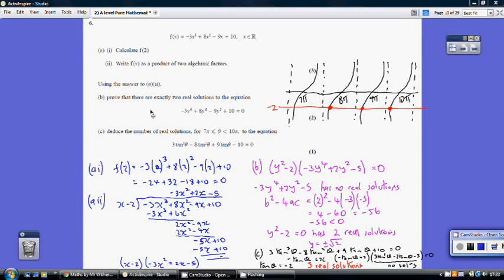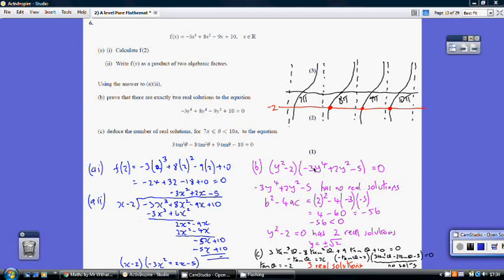Now part B, we're told to use the answer to A part 2, so we can just see the similarity between this function here and our original function. We're basically replacing x with y squared. So we'd worked out in A part 2 that this was the product of the two algebraic fractions, so we can just write this out again, replacing an x with a y squared. So that gives me this.